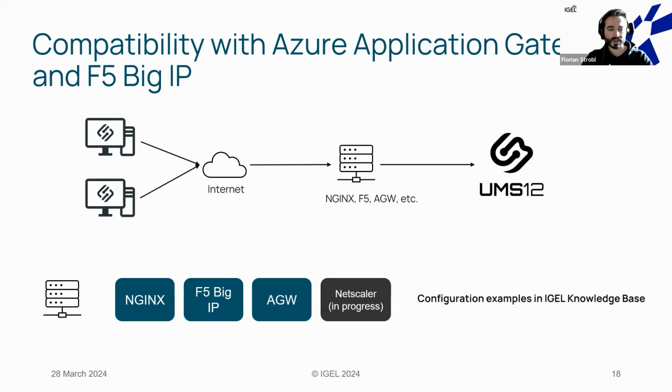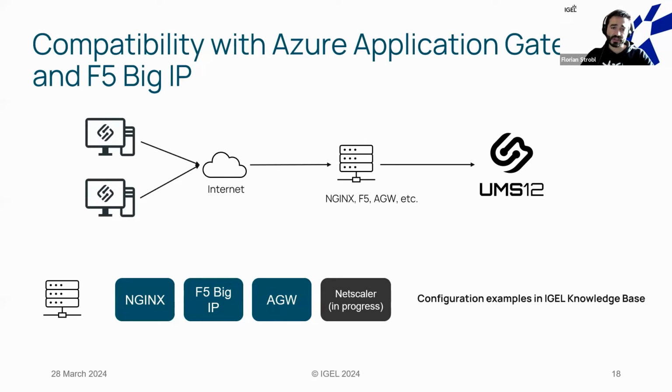To summarize, we now validated the compatibility with Nginx, with F5 Big IP, with Azure Application Gateway, and currently it's also in investigation to be compatible with the NetScaler. The documentation will come in the next weeks as well.